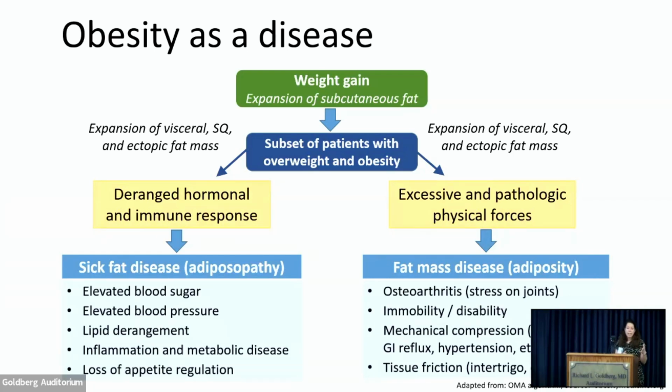And then on the other hand, we see the deranged hormonal and immune response associated with obesity. OMA, the Obesity Medicine Association, likes to call this sick fat disease, but essentially adiposopathy is when you have enough fat in the ectopic spaces that it's inflammatory. It's secreting cytokines and other inflammatory factors into the bloodstream. And this results in elevated blood sugar, elevated blood pressure, lipid derangements, changes in appetite regulation, and a whole other spectrum of increased cardiometabolic risk.